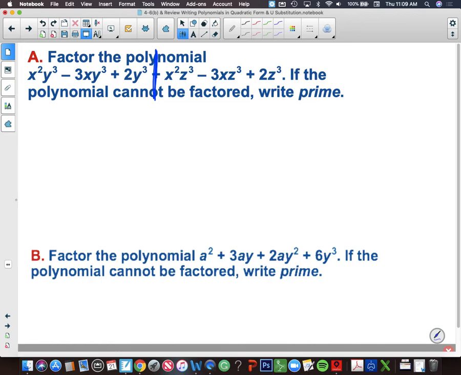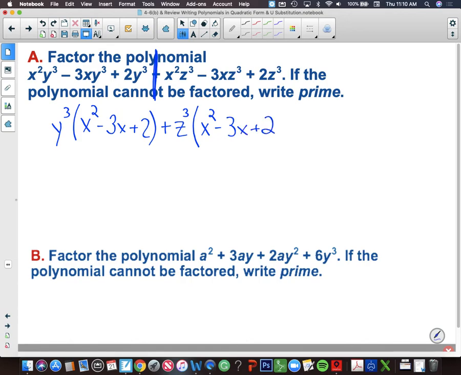First one, you should see y cubed floating around on the left. And then we got to rewrite what's left. So x squared minus 3x plus 2. Second half, we should see z cubed floating around. So remember, that's a positive z cubed, so you want to write that sign in the middle. And then it's x squared minus 3x plus 2. Now, do we have the same thing in the parentheses? Yes. So let's write that out. And then we're going to have y cubed plus z cubed.